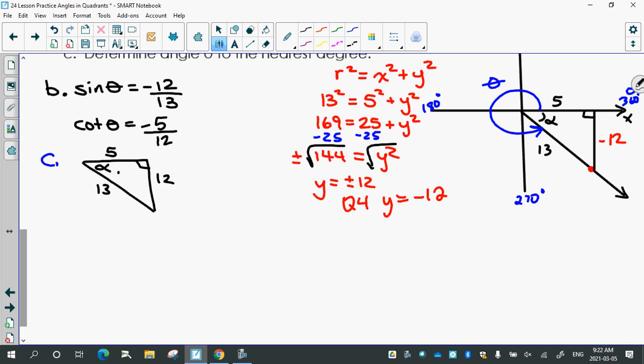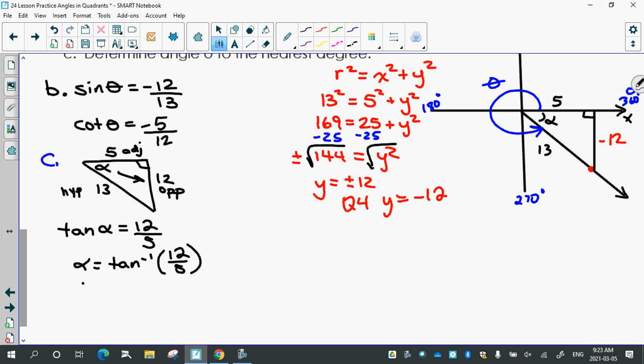So according to alpha, this is the opposite, hypotenuse, adjacent. I'm going to choose to use tan. So the tan of alpha is 12 over 5. It's opposite over adjacent. Alpha is the tan inverse of 12 over 5, which is approximately 67 degrees.